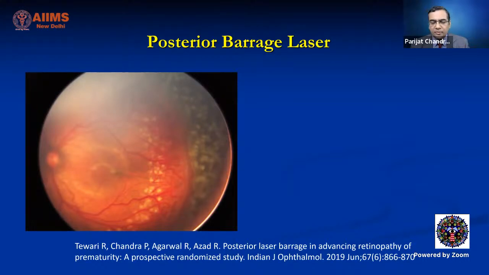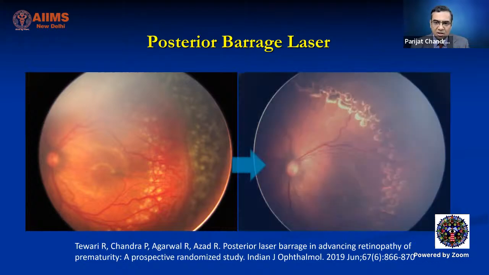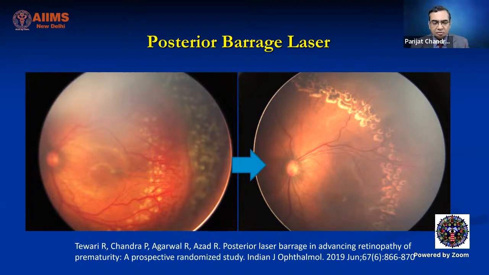Some of us like to use posterior barrage laser to treat ROP in some of the cases which are rapidly advancing. We used to use this mostly earlier, when anti-VEGF and surgical options were not available. We used to do this in the hope of anchoring the retina, so that it does not detach the posterior retina. This is what it looked like in the right photograph. The ROP has regressed, and these laser marks are the posterior barrage laser marks behind the ridge. This is not recommended and is basically used in selected cases now.